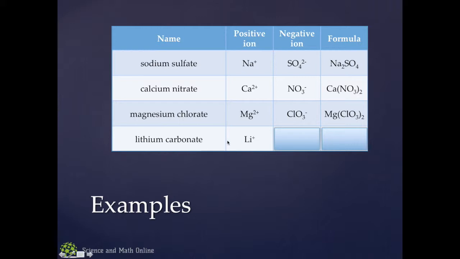Lithium carbonate. Carbon is outside the box, 3 oxygens. The pattern's 1, 2, 3, 1, 2, 3, so it gets 2 minus, and then we get lithium carbonate. So that's using the pattern. Now that would be super, super easy if the only ions we ever had to worry about were the ones that end in ATE.